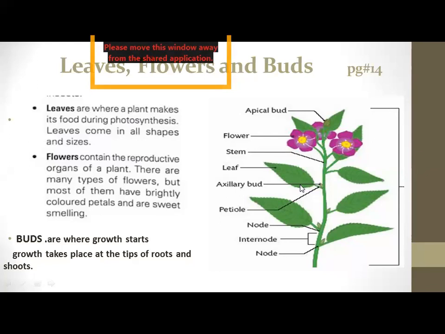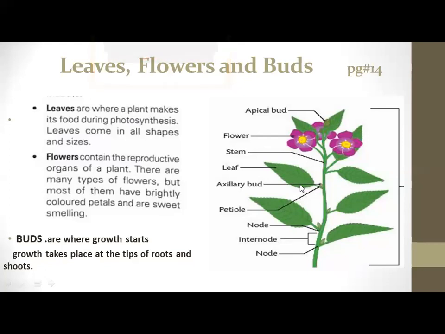Some are flat, some are thick, some are round, some are long, some are short, some are thread-like structures. So different leaves have different structures. And what are the main functions of the leaves? The leaves prepare food for the plant. The main function of the leaf is to make food for the plant.